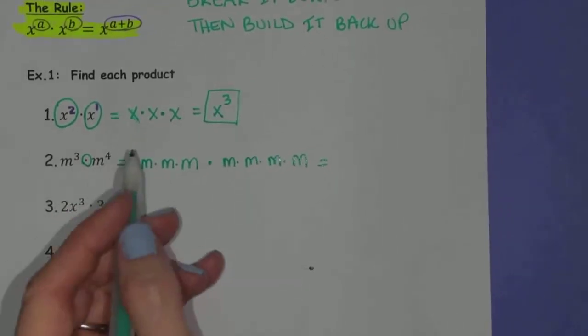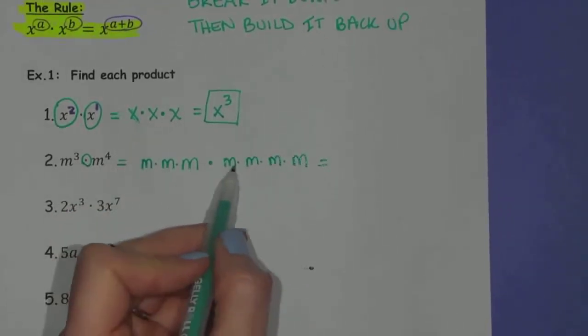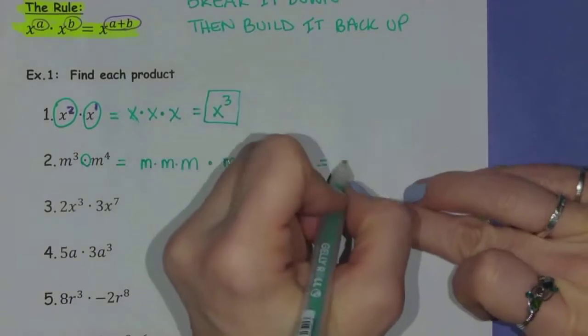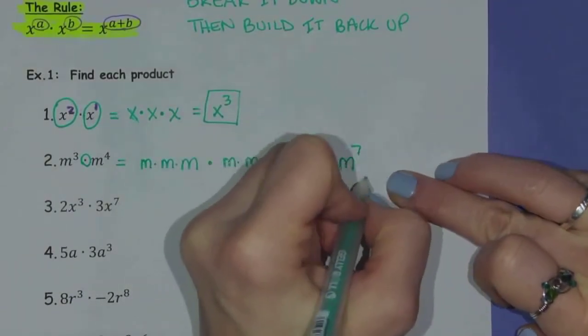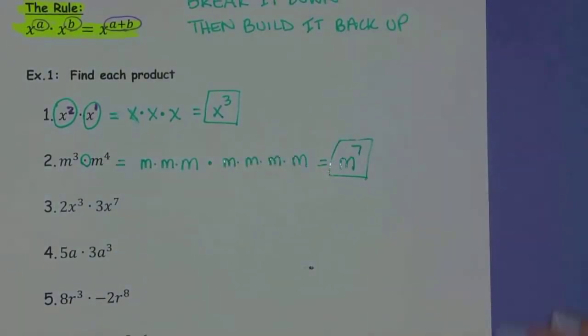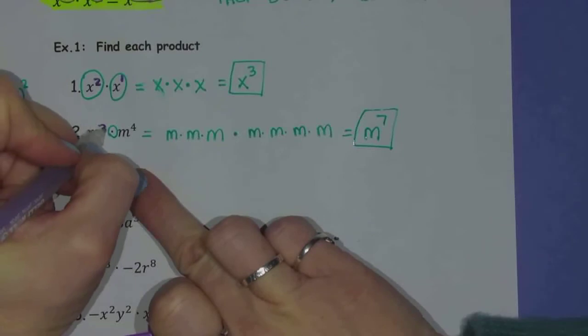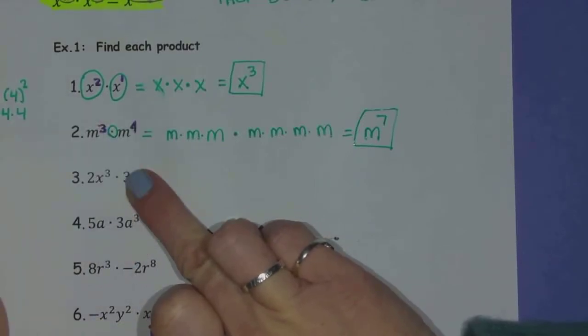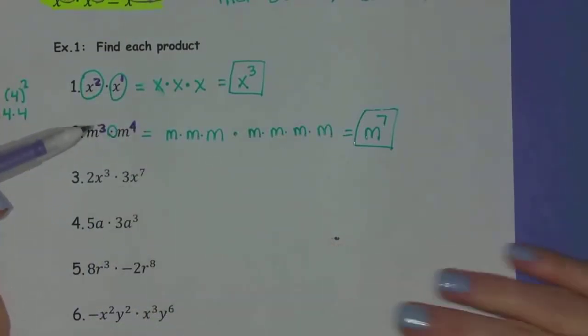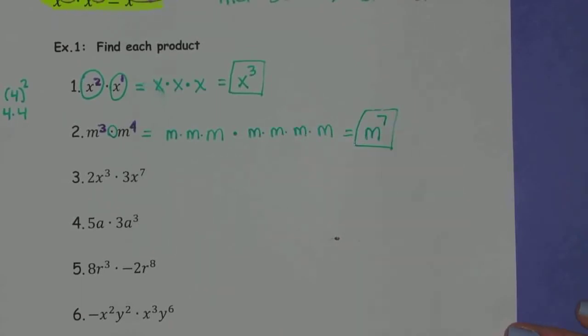So let's count up the m's. We've got 1, 2, 3, 4, 5, 6, 7. So I'm going to finish this and say m to the 7th is my final answer. Again, check out the shortcut. A 3 and a 4, when you add them together, most certainly make a 7.